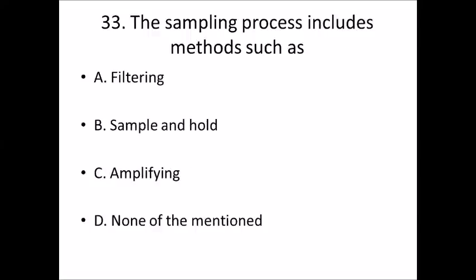33rd bit. The sampling process includes methods such as option A, filtering. Option B, sample and hold. Option C, amplifying. Option D, none of the mentioned. Answer guess cheyandi. Answer option B, sample and hold.